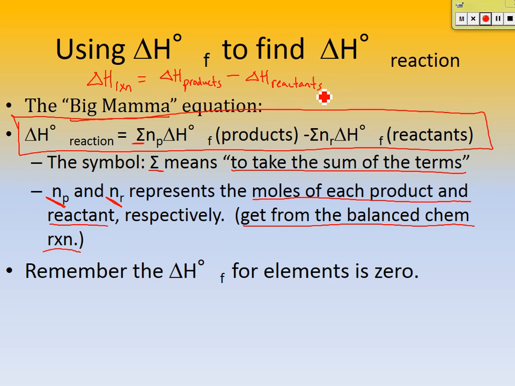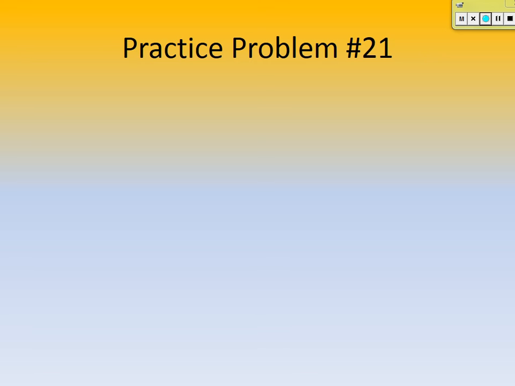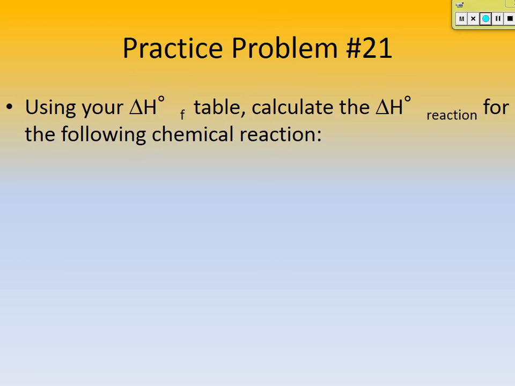Okay, some things to remember. The delta H of formation, the enthalpy of formation for elements is what? Yeah, if it's just an element, it's going to be 0, and it will show you on the data table as well that it's 0, but it's always helpful to remember that it's 0. Okay, let's do a couple of practice problems.